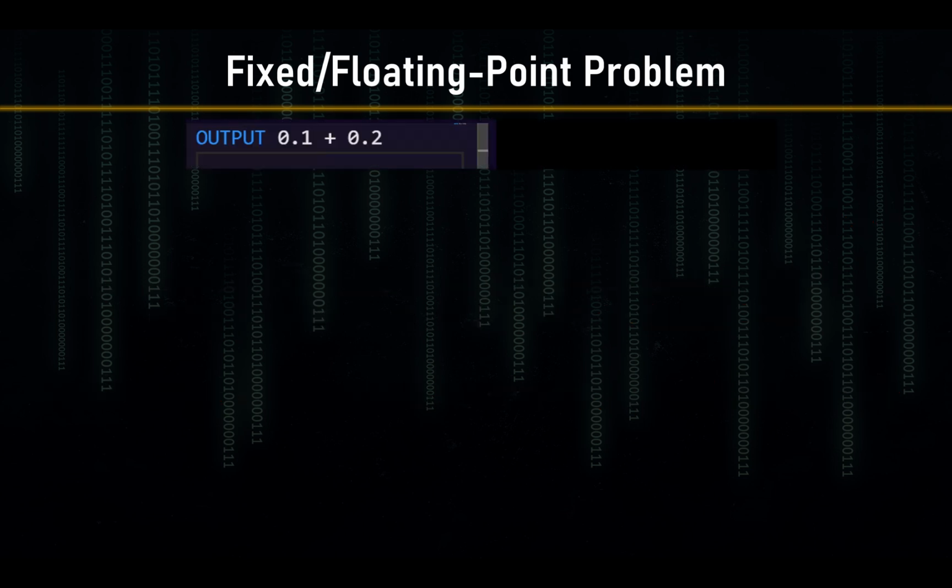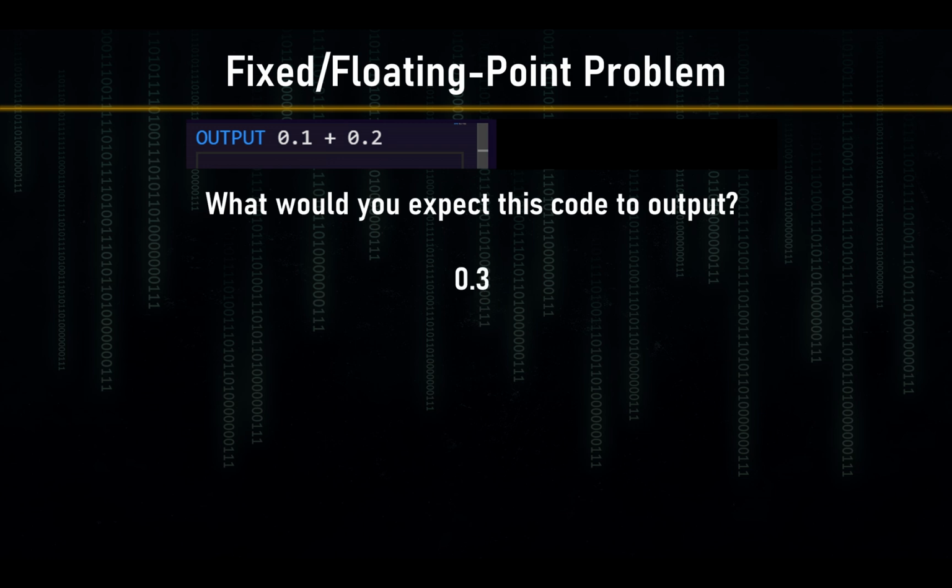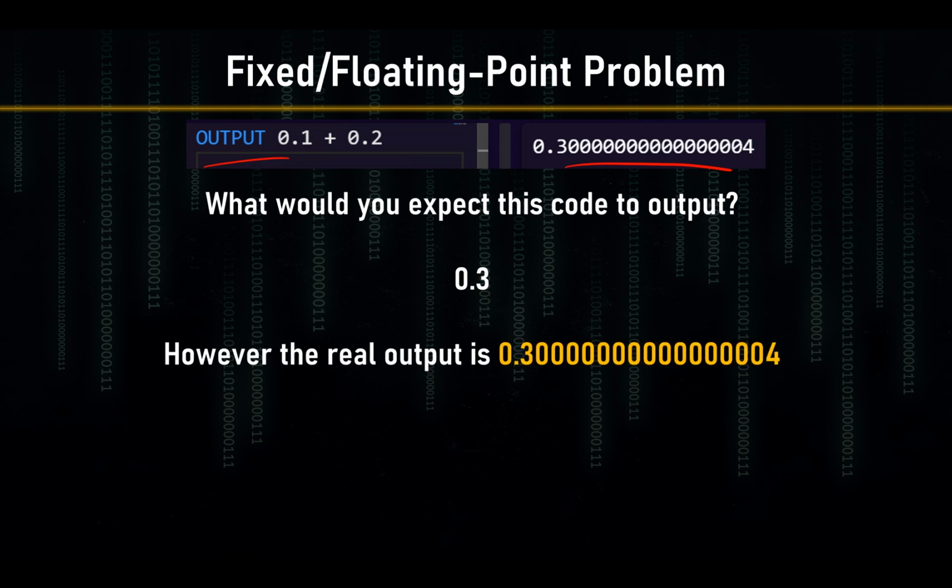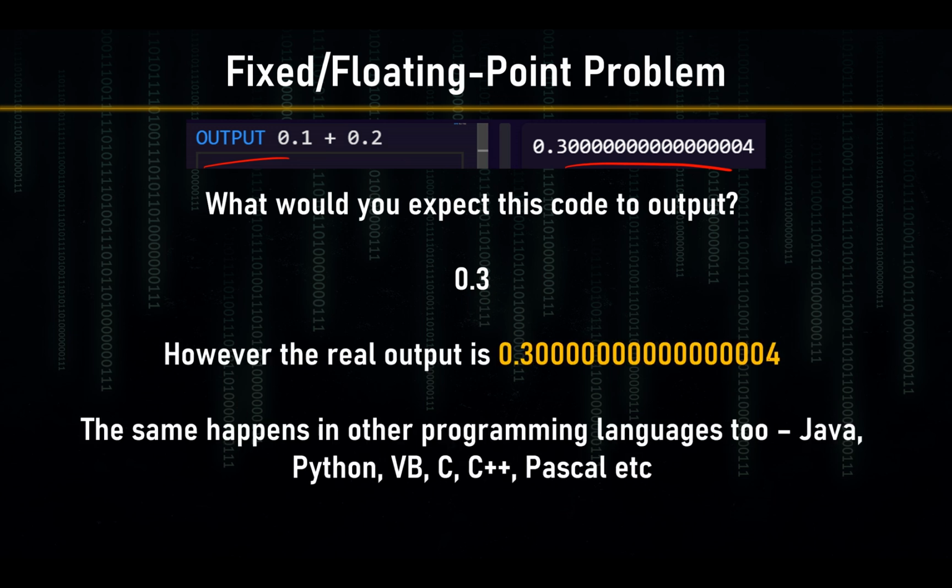Let's see an example. So here, if we have 0.1 plus 0.2, of course, in maths, we expect that's going to be 0.3. So we would expect it to output 0.3. But if we actually execute this, this is the output we get. Maybe some people can recognize this is the Pseudocode website. But this actually happens in every programming language. So that's also going to happen in Java, Python, Visual Basic, C, C++, Pascal, etc.